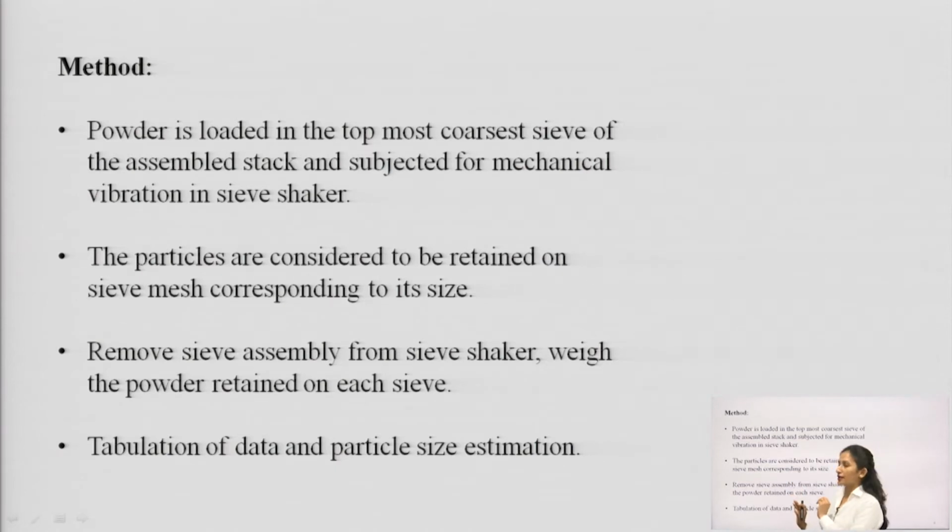The first point to determine the particle size by the sieving method is that the powder is loaded on the topmost, coarsest sieve of the assembled stack and subjected to mechanical vibration in a sieve shaker. The particles are considered to be retained on the sieve mesh corresponding to their size. Remove the sieve assembly from the sieve shaker. Weigh the powder retained on each sieve, tabulate the data, and estimate the particle size as well as the particle size distribution.